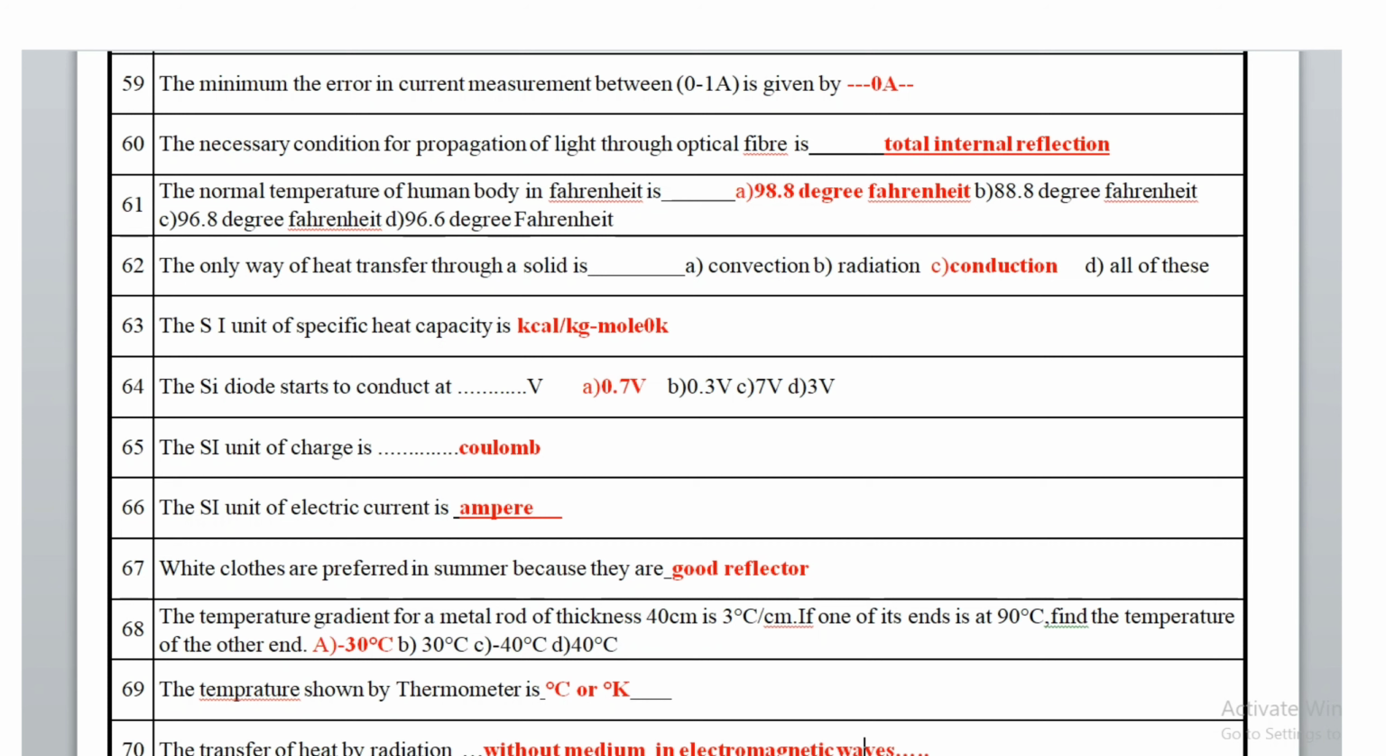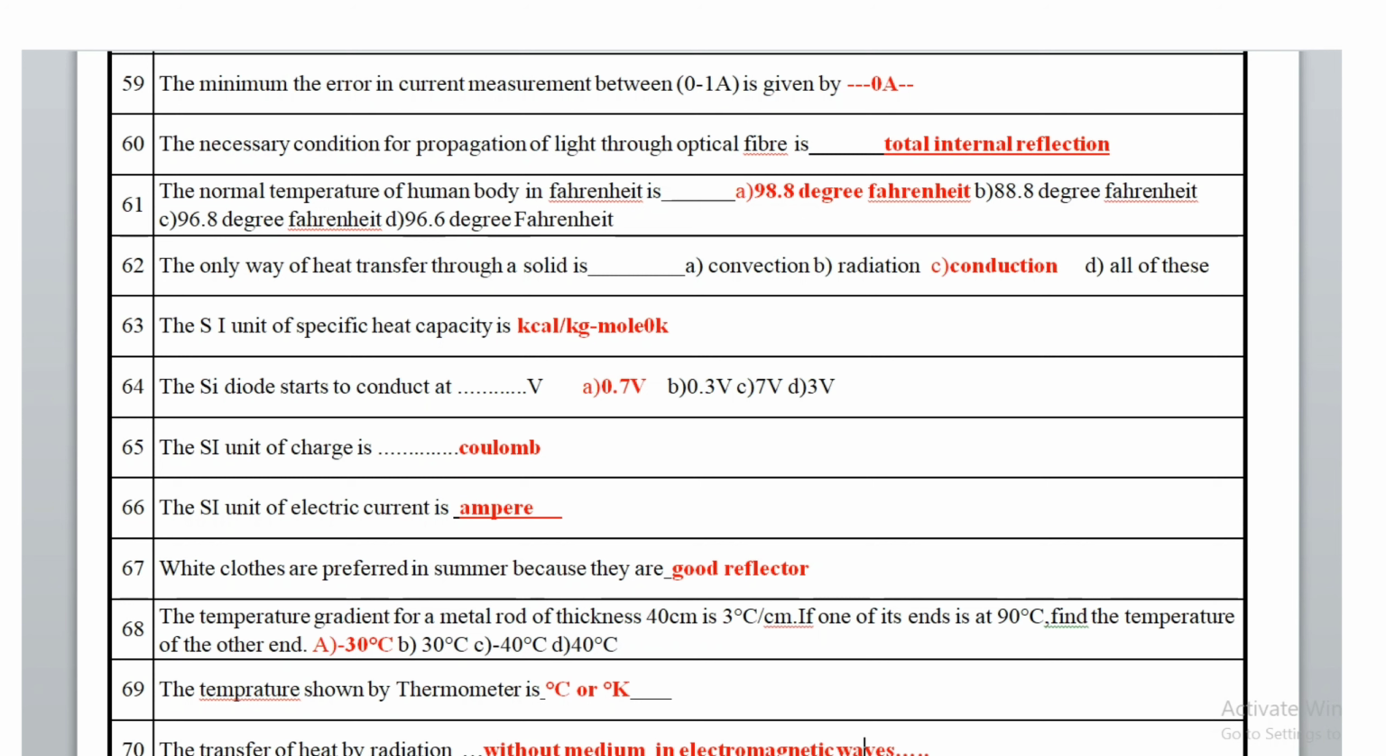The necessary condition for propagation of light through optical fiber is total internal reflection. The normal temperature of human body is 98.8 degree Fahrenheit. The only way of heat transfer through solid is conduction. The SI unit of specific heat capacity is kilocalorie per kg mole degree Kelvin. The Si diode starts to conduct at 0.7 volt.